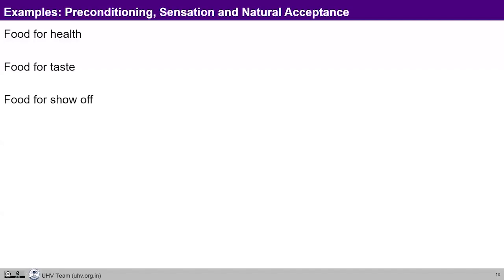So try to find out what is the source of desire here. Food for health, food for taste, food for show off. I think we are going to add these slides in the introductory and UHV-2 workshop PPTs also, because that will really help. At least those of us who are conducting the session for the first time or are beginners, this may help because we are able to get more and more examples through this kind of illustration.